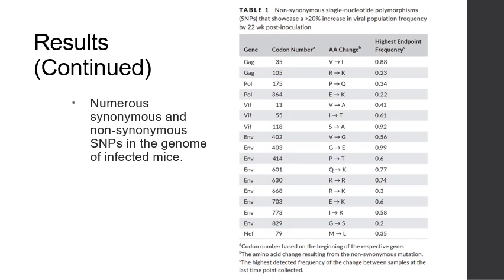So there were a total of 18 genes that met this greater than 20% increase threshold at the 22-week post-inoculation time point. The gene with the highest endpoint frequency was ENV at codon 403. The amino acid change was G to E, which is glycine to glutamic acid.